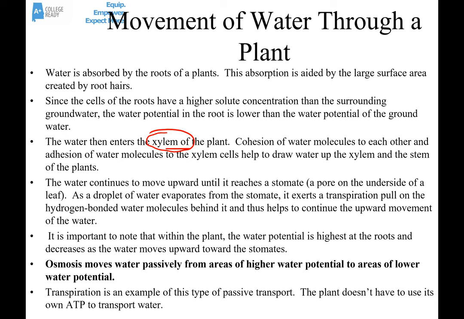Osmosis moves water passively from areas of high water potential to areas of low water potential. Transpiration is an example of this type of passive transport. The plant doesn't have to use any of its own ATP to move water through the xylem.